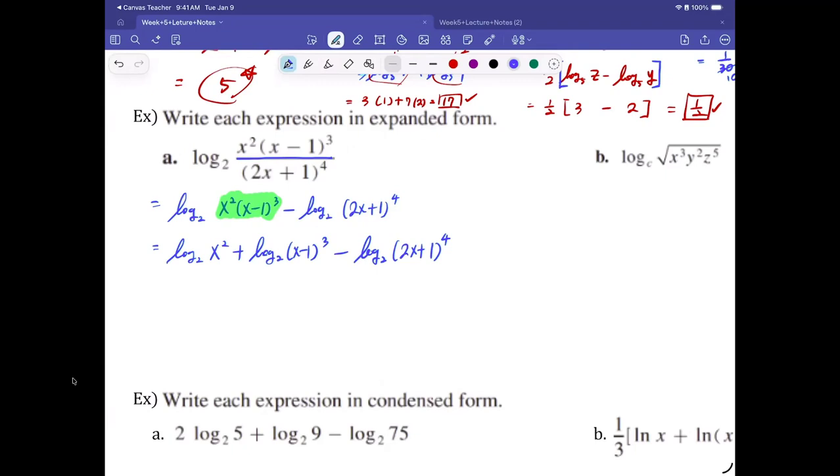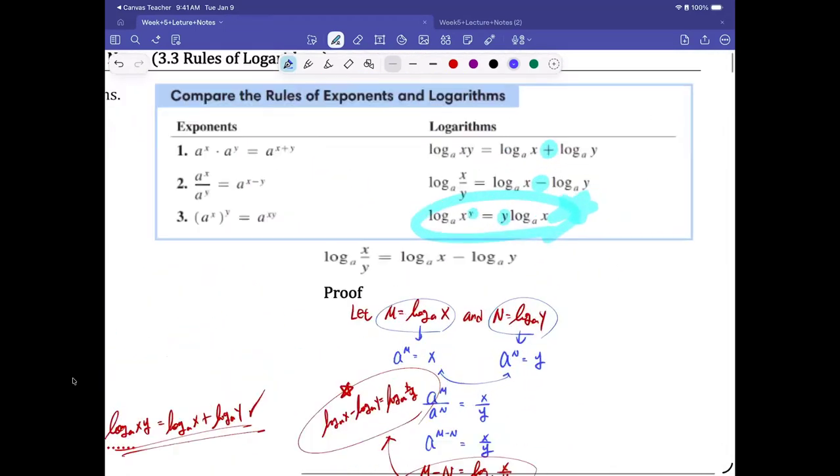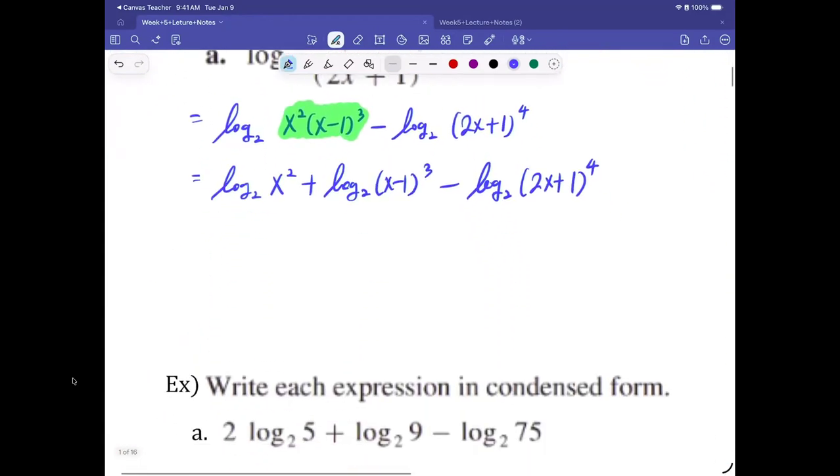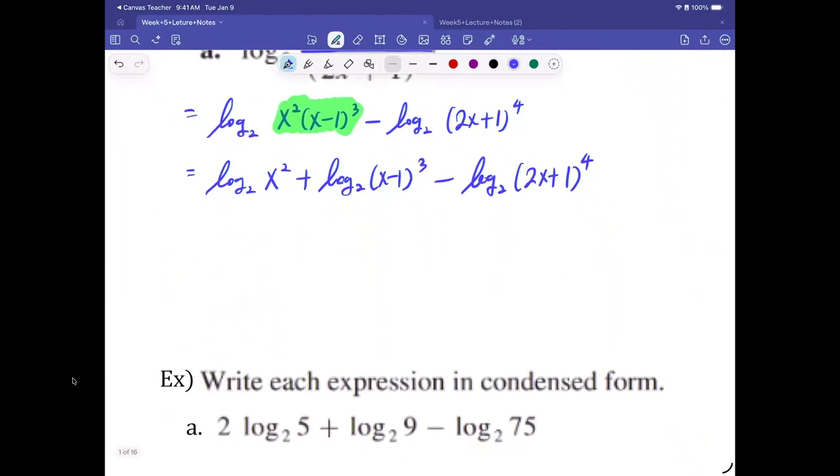And my question is, are we done? No, because we have a property right there. Any exponent, bring to the front. So we don't need any square or cube or fourth power. I'm gonna highlight blue this part. I'm gonna bring it to the front, and then we're done. Okay? Like this.